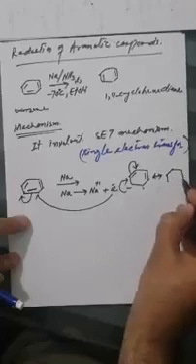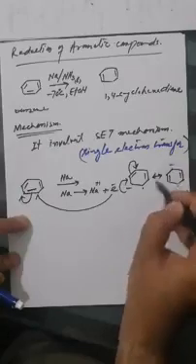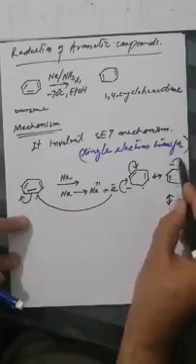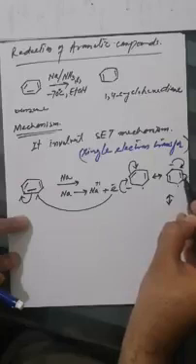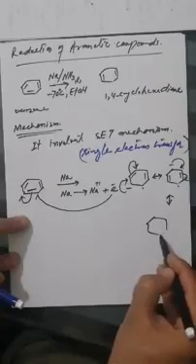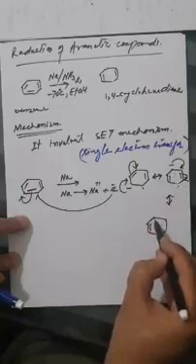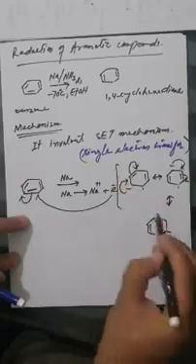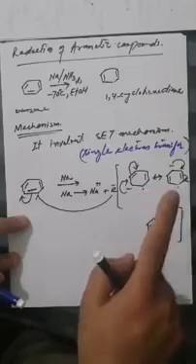Also, when this negative charge comes here between these two carbon atoms, then this bond moves on this carbon. So you get another structure, one bond here, one here, and negative charge here. So you get three resonating structures.